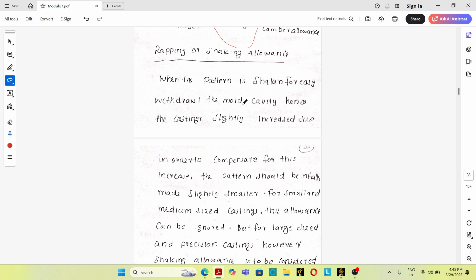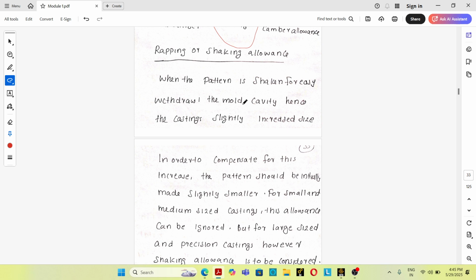If we shake the pattern while removing it, there is a chance that the mold cavity size will be increased. So the pattern size is decreased a little bit, and while we are shaking, the cavity size will be exactly formed. That is known as warping or shaking allowance. So these are the five classifications of pattern allowance.